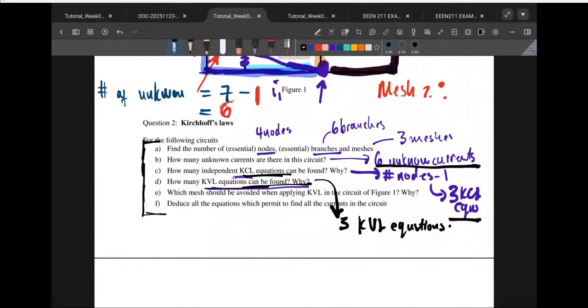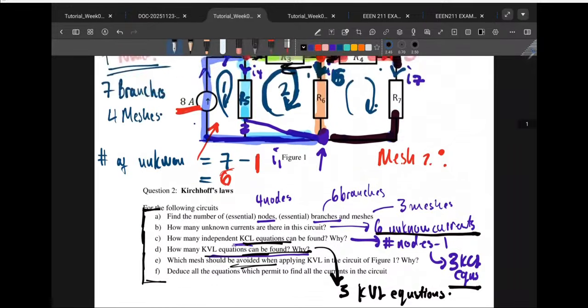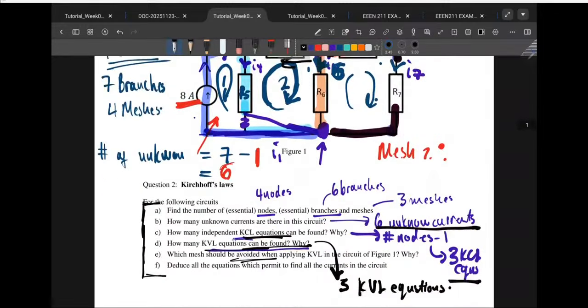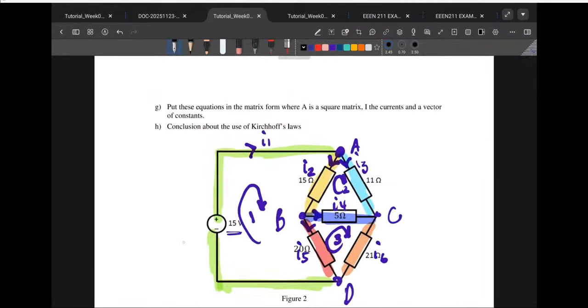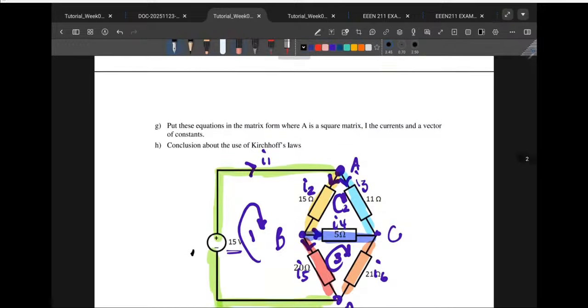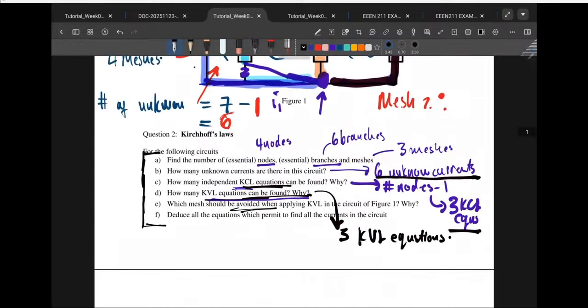Which mesh should be avoided? The one with the current source. Do we have one with a current source in number 2? This is a voltage source. The other ones have no source. So which mesh should be avoided? No mesh should be avoided.